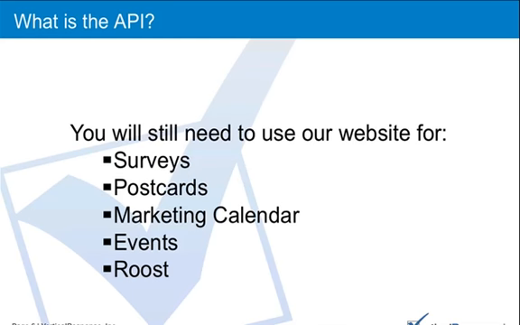Now, I did mention that everything you can do on the website with email marketing, you can do with the API. There are still some things that are not supported by the API as of this time, and that includes our survey, postcard, and marketing calendar tools, but it also means that our events and Roost, the social integration that we've been doing with Roost, are currently not available. I don't want to oversell here, but my hope is that very, very soon, this slide won't exist, just so you know.